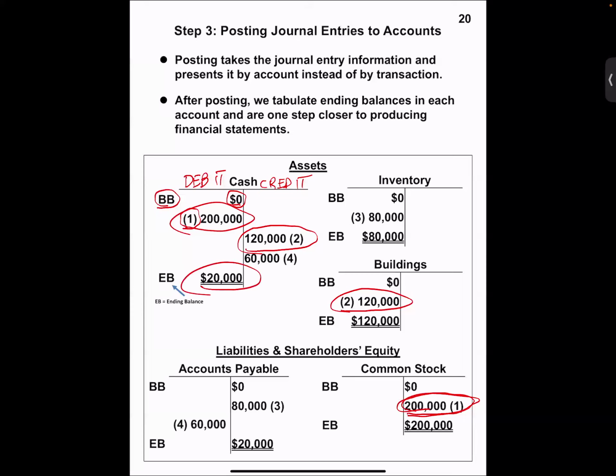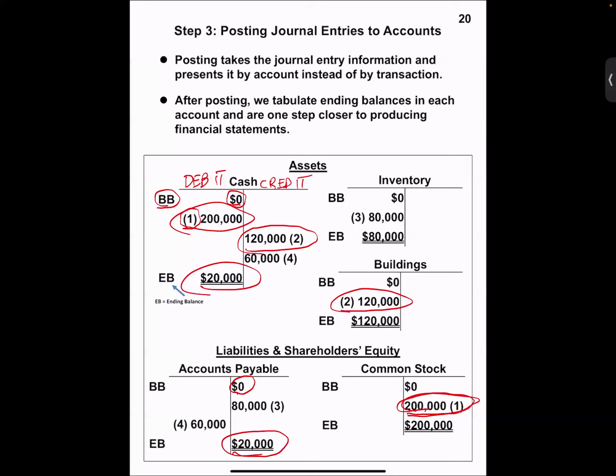Okay, let's do one other one. Let's look at accounts payable. Accounts payable is a liability. Its normal balance is a credit balance. So start with the credit balance of 0. Add any transactions on the same side. So add the 80,000 and then subtract any transactions on the other side. We had 60,000 in total on the other side. So we have 80,000 in credits, 60,000 in debits, leaving us with an overall $20,000 credit balance for accounts payable.